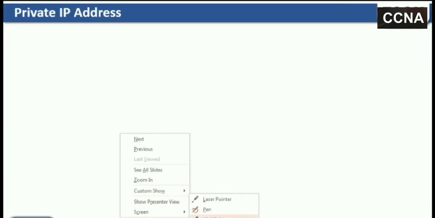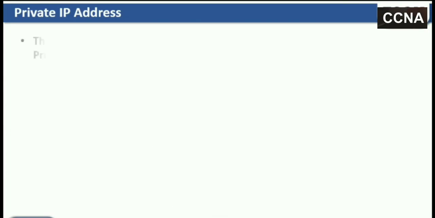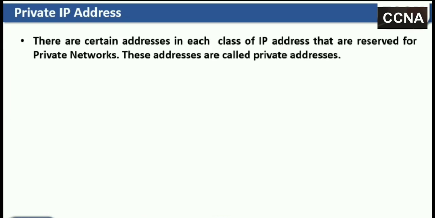So if we're talking about the private IP address, there are certain addresses in each class of IP address that are reserved for private networks. These addresses are called private addresses.